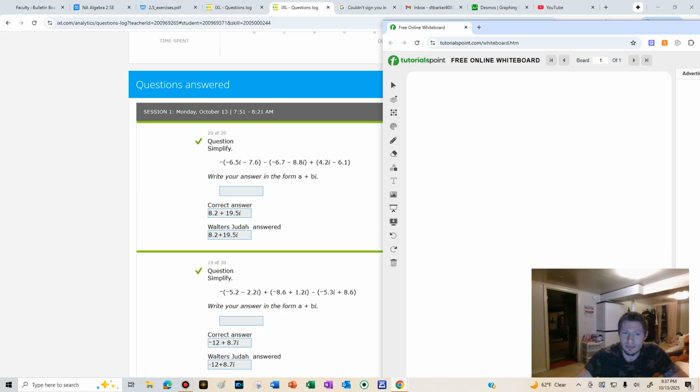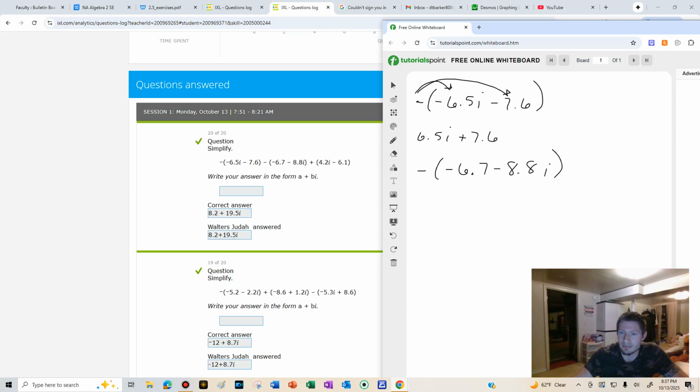So this first one that Judah got right, I have negative 6.5i. Okay, and remember I can read this as the opposite of whatever's in here. So when I distribute this negative, however you want to think about it, these signs flip. So now this has become a positive 6.5i and a positive 7.6. Okay, and then I'll look at the next group. Again, negative in the front. So the opposite of all this stuff, which again, the opposite of these would become positive, or you can think of it as distributing the negative.